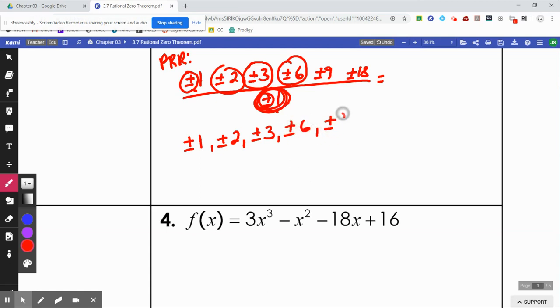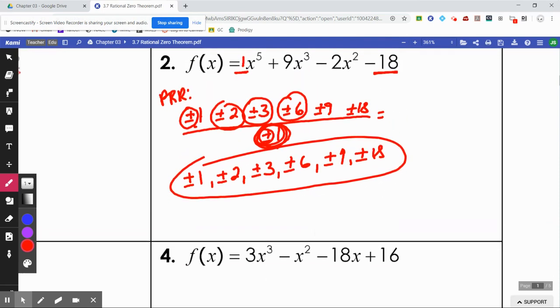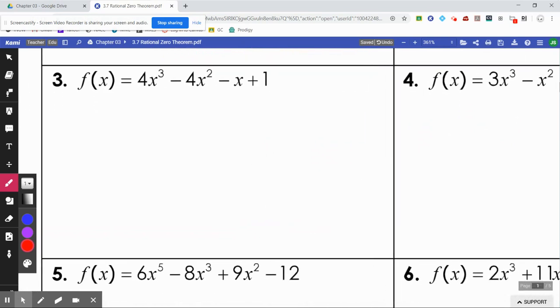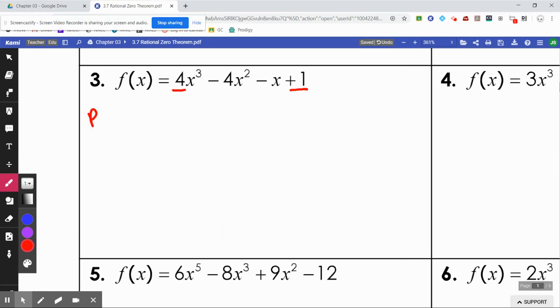And continuing on with our list, these are all the possible rational roots of this function. Number 3, let's do another one. All the factors of 1 over all the factors of 4 are all of your possible rational roots. The factors of 1 is just positive or negative 1. The factors of 4 are positive negative 1, positive negative 2, or positive and negative 4. So again, we're doing every combination.